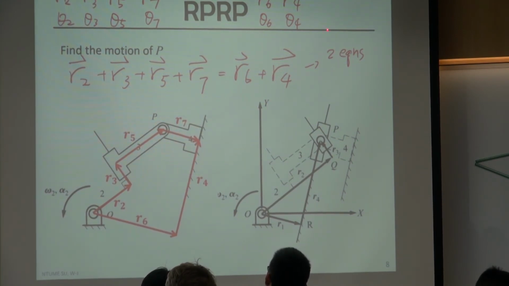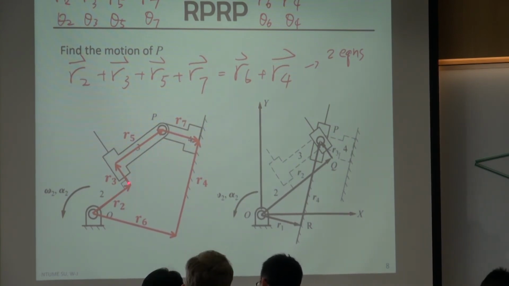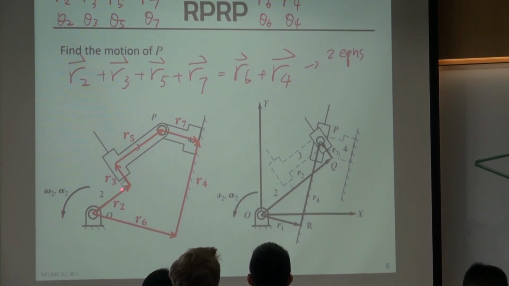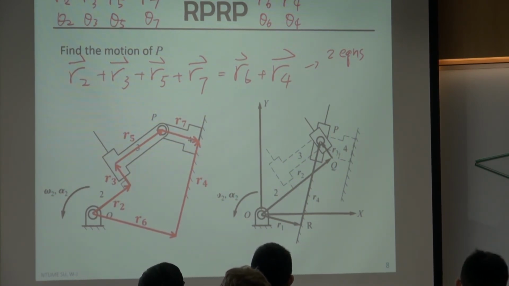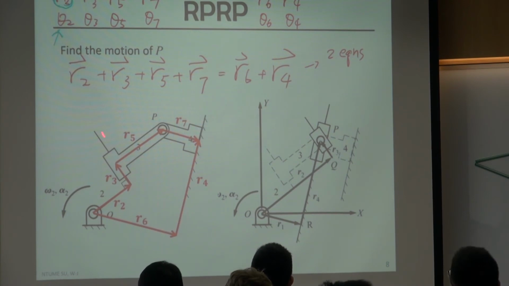So let's see if we have only two unknowns. How about R2? Is R2 known or unknown? R2 is just a fixed link. It's a rigid body, so the length is fixed, and you can simply measure it, and it's not going to change. So R2 is known. Theta 2 is the input, so it's also known, it's assigned.